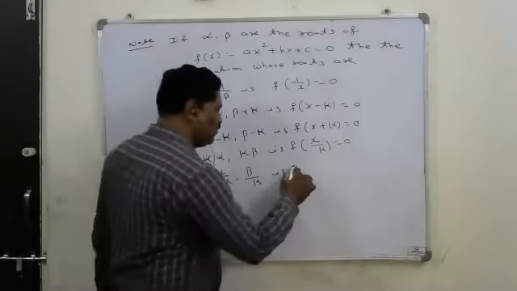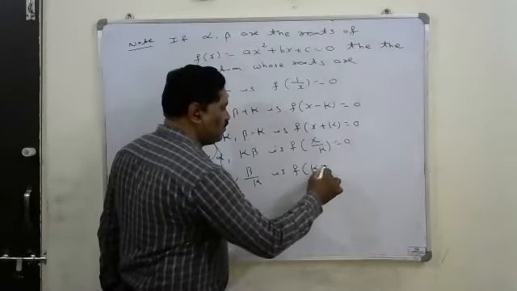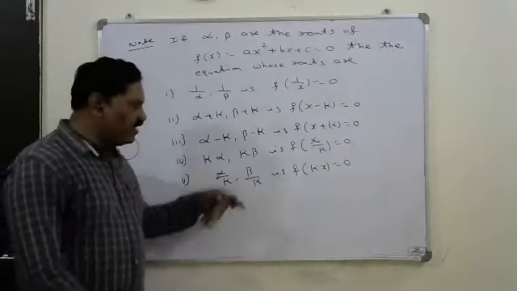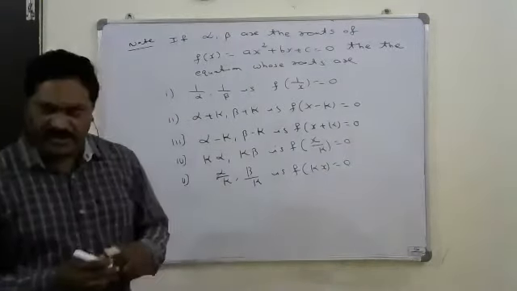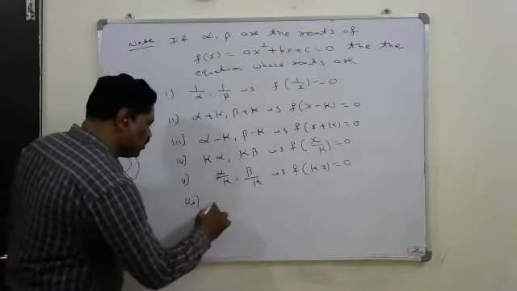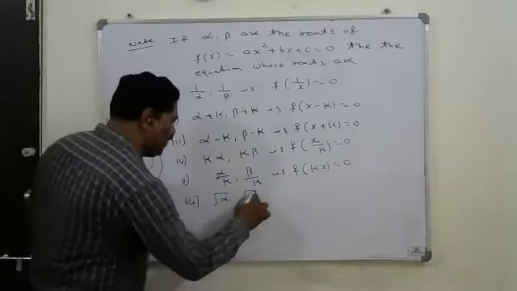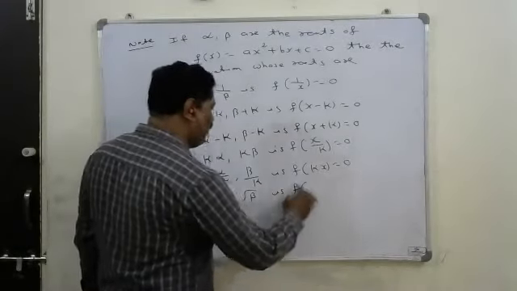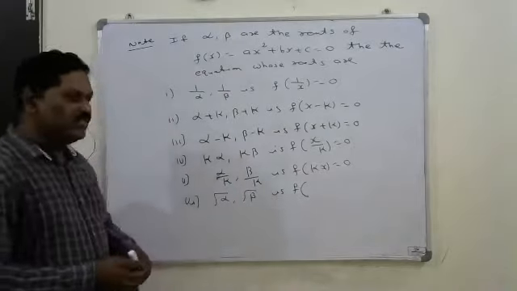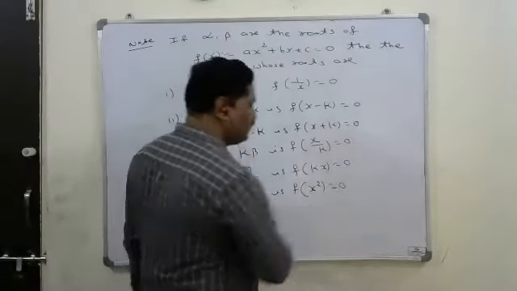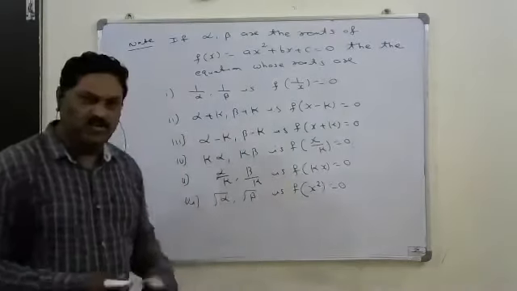The equation is f of kx is equal to 0. F of kx is equal to 0. If you divide by k here, there you have to multiply by k. Okay. Similarly, the equation whose roots are root alpha comma root beta: if root alpha, root beta are there, then it is f of x square is equal to 0. f of x square is equal to 0.